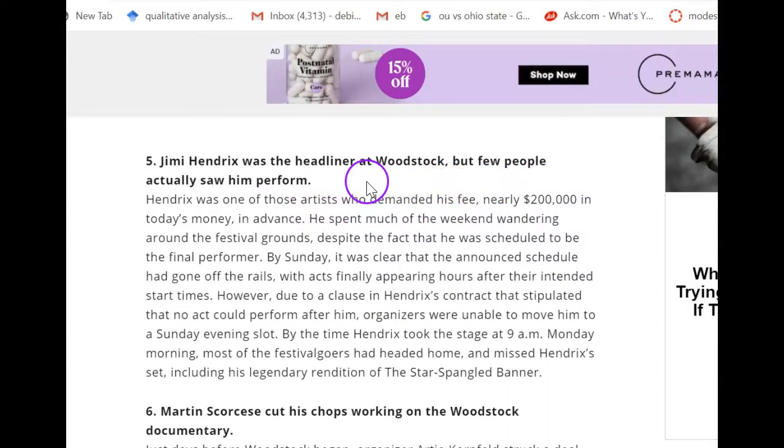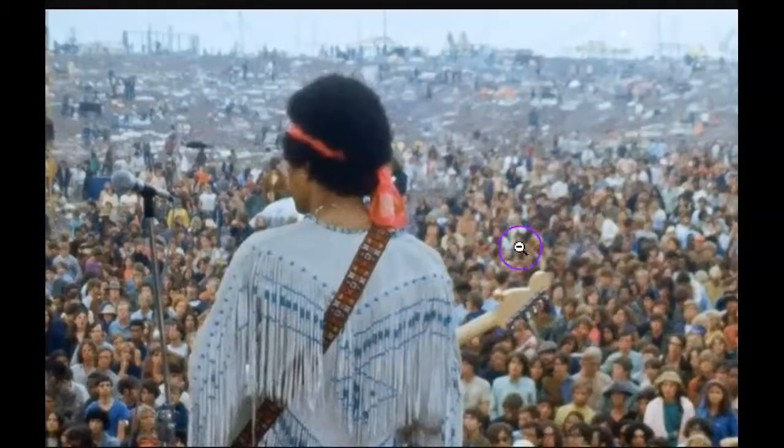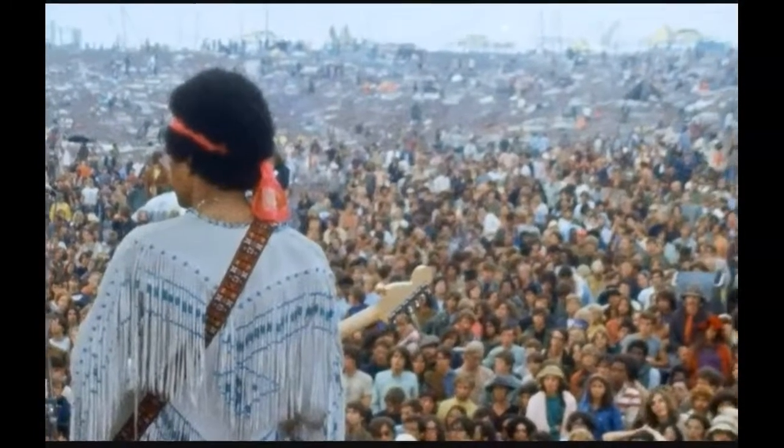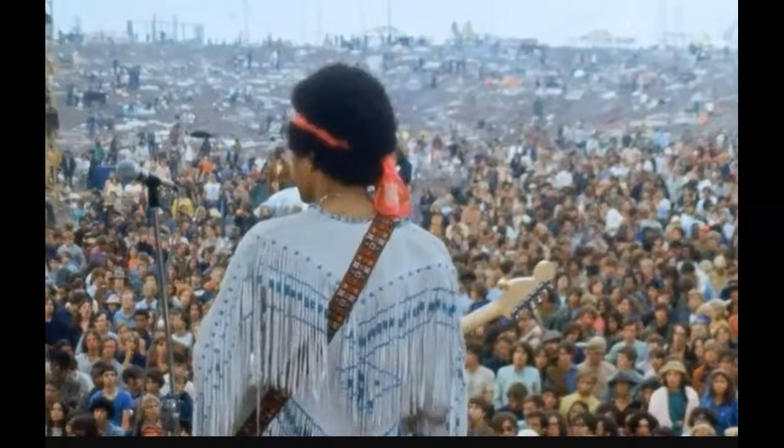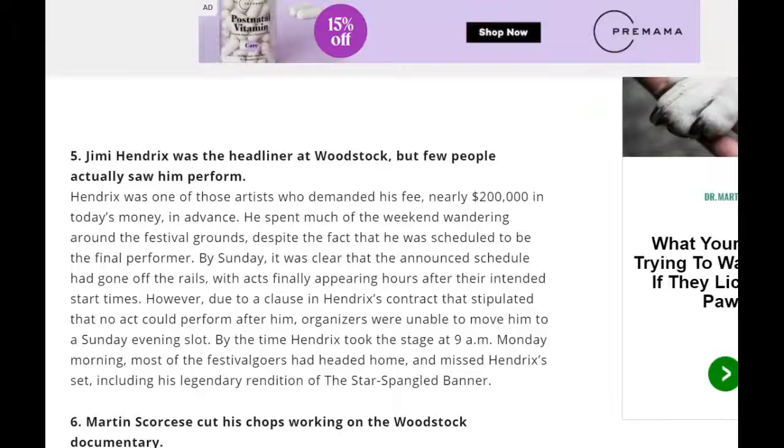I knew the Jimi Hendrix thing was a problem. He was the last performer. And as you can see, by the time he performed, a good amount of the crowd had left. And I knew that there was something about that. And that's interesting.